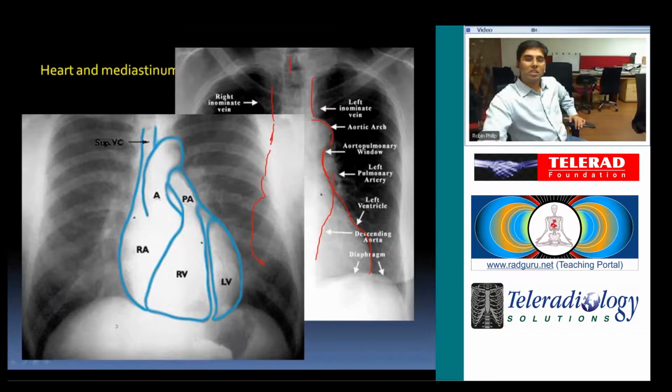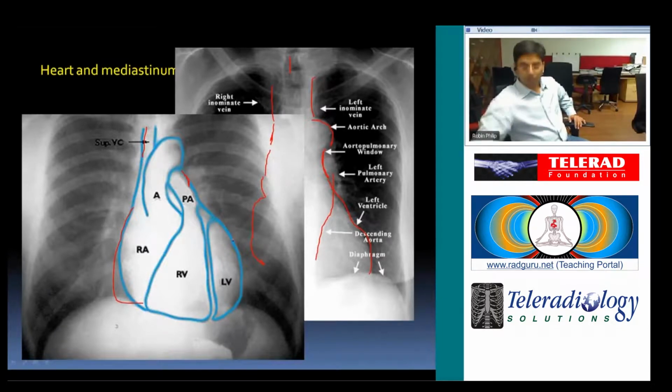You can see the right heart border, the SVC, and then the lower right heart border is predominantly formed by the right atrium. The right ventricle is not depicted on the AP radiograph. It is anterior, hence we do not see it. Unless it is enlarged, we cannot make that out. The left heart border is formed by the left ventricle, and the heart apex is formed by the left ventricular apex. And you can see the pulmonary artery, that's where the pulmonary bay was.